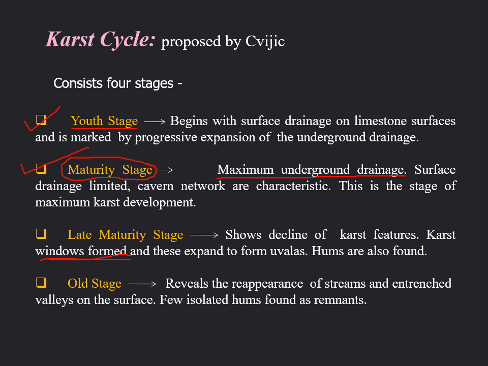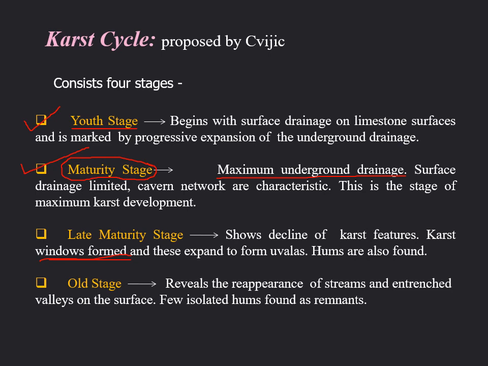And the last stage is the old stage. In this stage, it is marked by return of surface drainage. As we know that in the maturity stage, the superficial streams go underground. So again, in this fourth stage, the subsurface stream comes back to superficial condition, and we find some isolated structures like hums or mogote hills. They remain as remnants of the original limestone terrain.